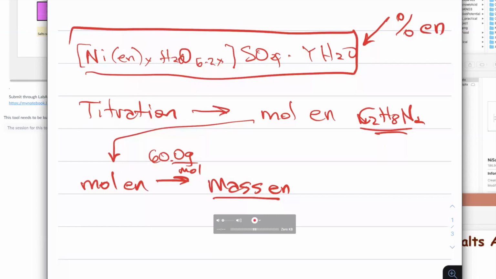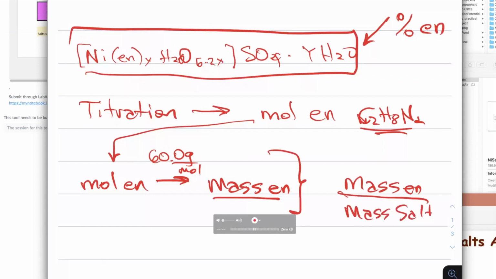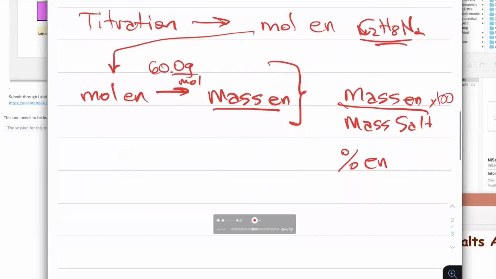So if you have the mass, then you take the mass of the ethylenediamine that you calculated here, and you divide it by the mass of the salt. That's the mass that you weighed out for this analysis. And you multiply that by 100. Now you have your percent ethylenediamine. And for all three trials, that percent should be very close. Okay, that's important. Remember that.